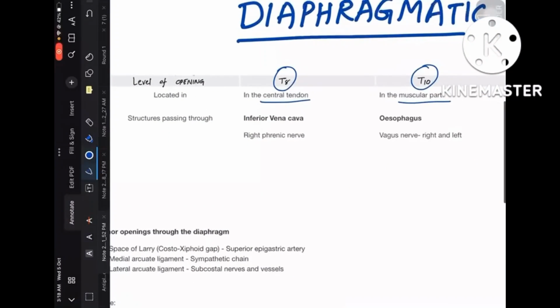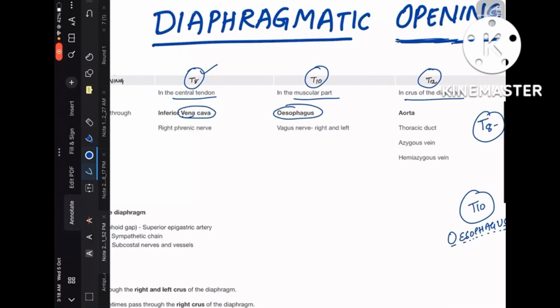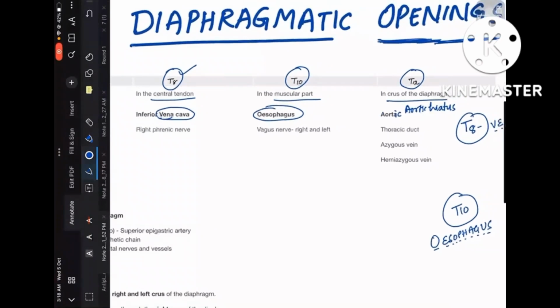So in this table, one part is done. T8 is vena cava, 8 letters, T10 is esophagus, 10 letters, and T12 is aortic hiatus. Hiatus meaning an opening or a junction of different structures passing through the same structure, right? So that is aortic hiatus, which is a 12 letter word.